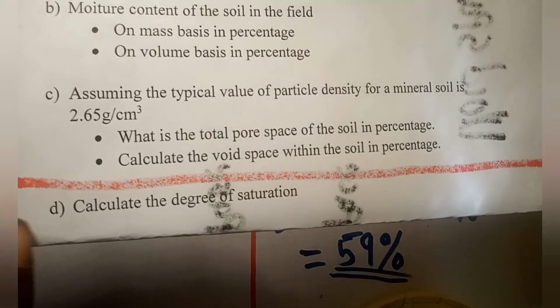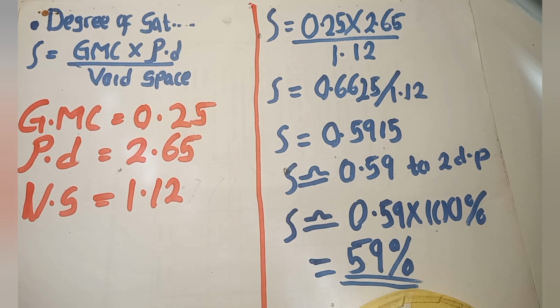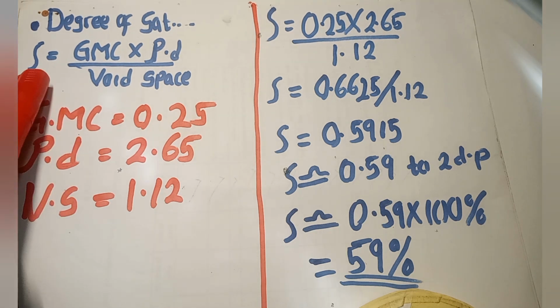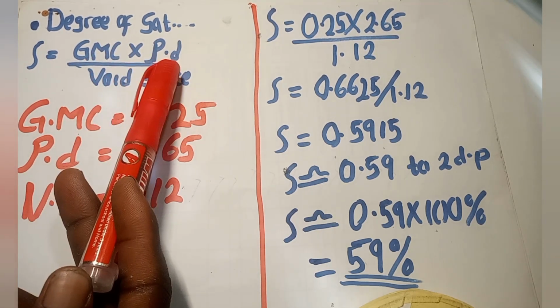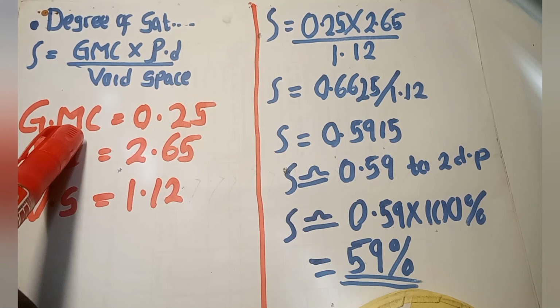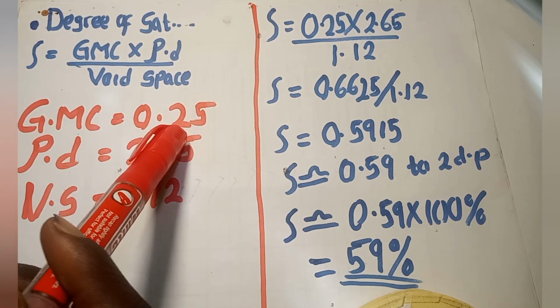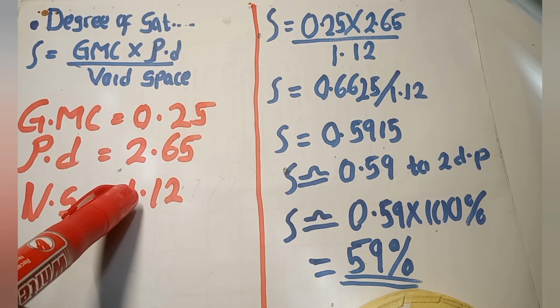The degree of saturation. That's what I'm going to be calculating right now. I have my degree of saturation as 59%. Don't be surprised, I'm going to explain it step by step. If you want to calculate the degree of saturation, this is the formula: the gravimetric moisture content multiplied by the particle density, all over the void space. The gravimetric moisture content is 0.25 from our calculation, the particle density is 2.65, given in the question, and the void space that we just calculated is 1.12.